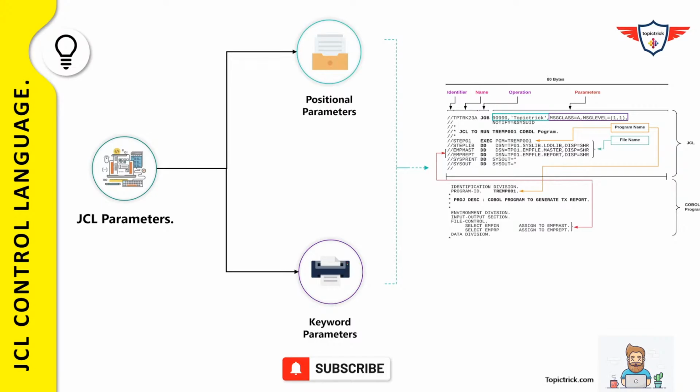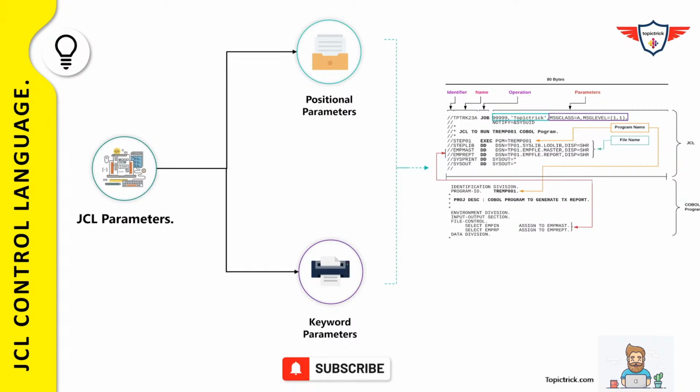In the following example, I've used 2 positional parameters. The first one is accounting information, that is 5 times number 9, followed by the username, and in the username I've specified Topictrick. Both parameters are highlighted with green color. I hope by looking at the example you are able to understand what positional parameters are. In a nutshell, positional parameters have a specific place in a control statement, right?